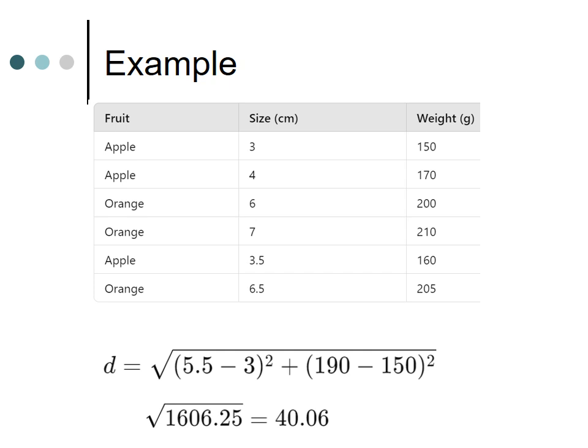So we will take the difference. The new fruit has size of 5.5 centimeter and our first instance has size of 3, so 5.5 minus 3. The new fruit has the weight of 190 grams and the first fruit in our data set has the weight of 150 grams. So we will take the difference and then we will take the squares and at the end we will take the square root. So we will have the first value, that is 40.06.